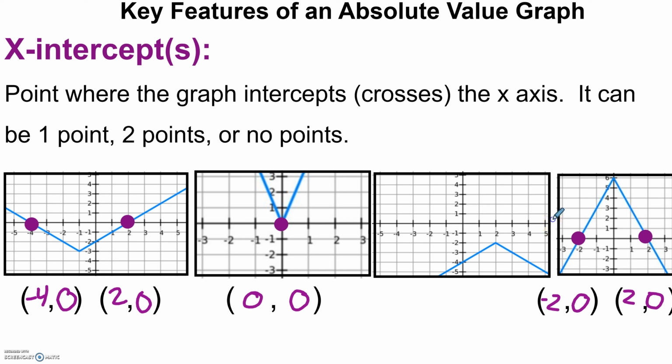Now this one, notice how it never crosses the x-axis. So that means there is no x-intercept. And that's okay. Just because some graphs have a key feature doesn't mean this key feature is shown on all the graphs.